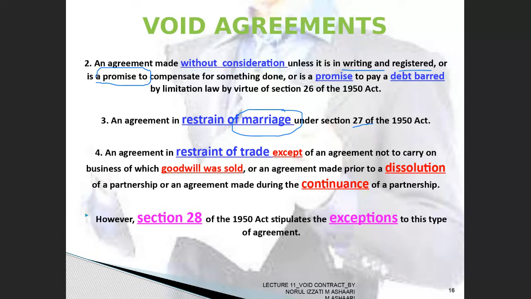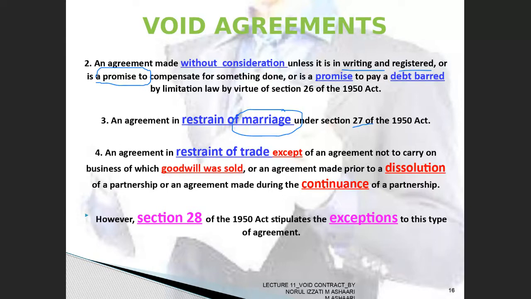This has also been accepted by English common law, except if it is an agreement not to carry on the business of which goodwill was sold, or based on dissolution, or as a continuation from the partnership. For item number 4, we can see at the end of this lecture, it is one of the illegal issues considered as forbidden by law, where the contract will be void. But there are exceptions. If you look at item number 4, the exceptions are three.